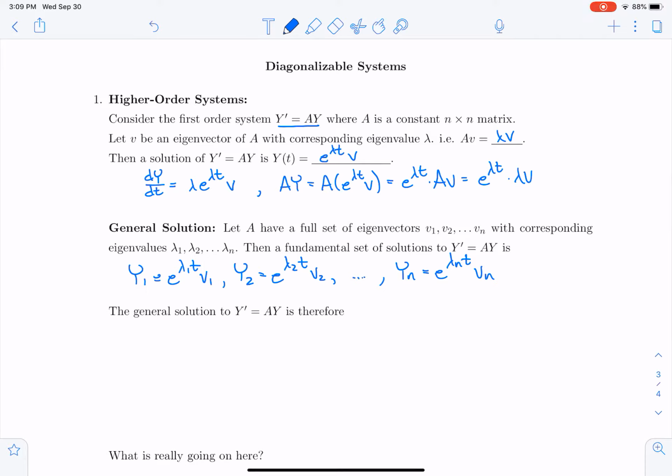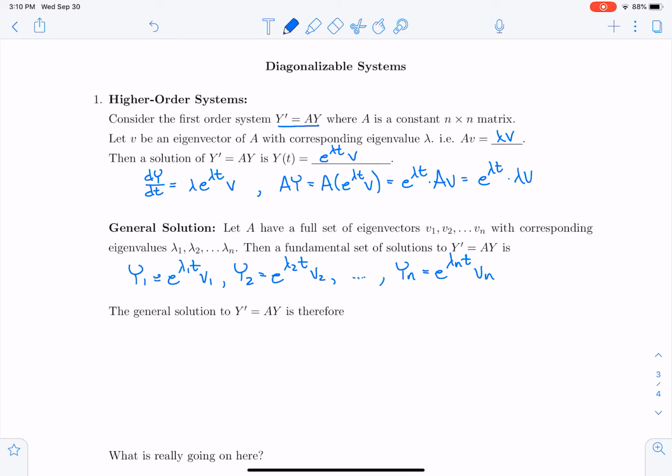Essentially what we're saying is that if A has a full set of eigenvectors, then we can come up with this fundamental set of solutions. But the criterion for A to have a full set of eigenvectors is the same as saying that A is a diagonalizable matrix. Okay, so that's why in particular we're going to look at these diagonalizable systems.